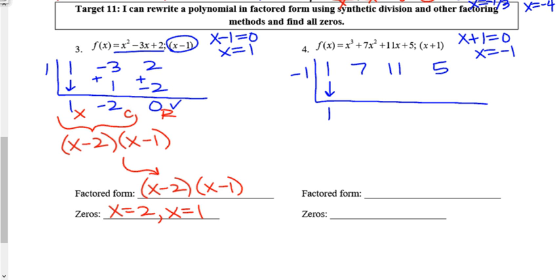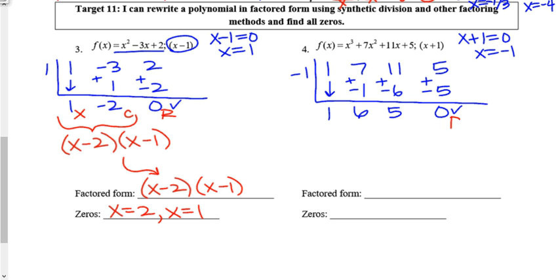Bring down my 1. Negative 1 times 1 is negative 1. I add those together, I get 6. Negative 1 times 6 is negative 6. Add those together, I get 5. Negative 1 times 5 is negative 5. I add those together, I do get 0, so it works.